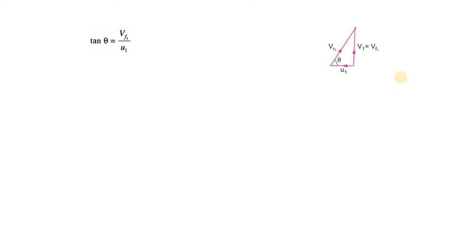In the inlet velocity triangle, for a given value of theta, you can write tan theta equals Vf1 by U1. Vf1 is nothing but V1, so it's Vf1 divided by U1. Now here the value of theta is given and Vf1 is unknown. So Vf1 can be calculated as tan theta into 12.56, or Vf1 is 12.56 tan theta, and for theta 20 degrees, Vf1 is 4.57 meter per second.